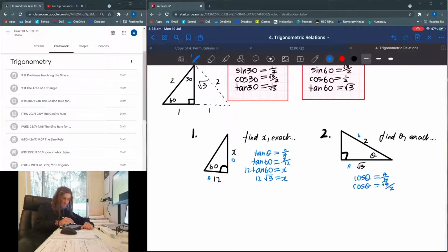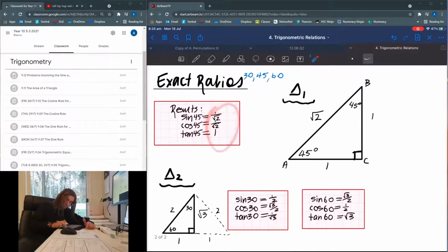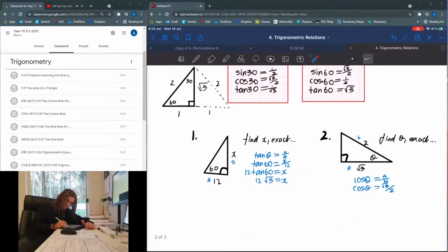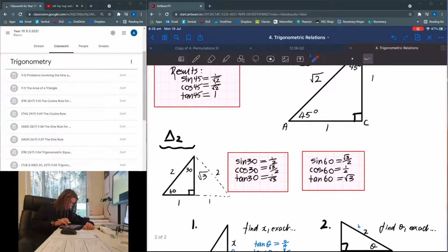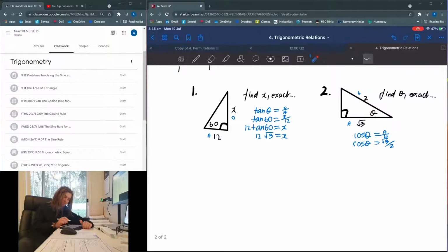Now that I see something like root 3 on 2, what you need to think about is, do any of my answers involve anything like this? My clue is, if you have a square root of 2 or 3, or a half, or 1, like this one, then perhaps you've got something that's exact. If not, if in doubt.